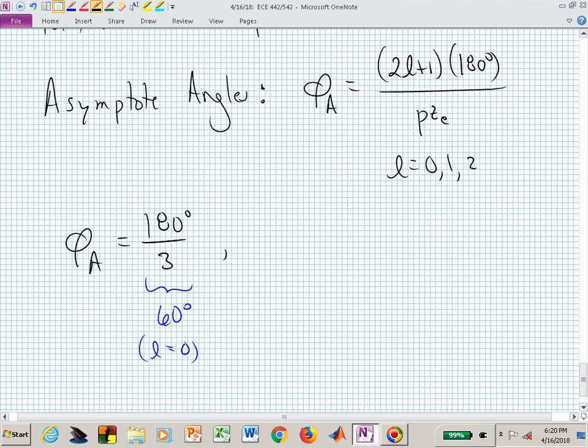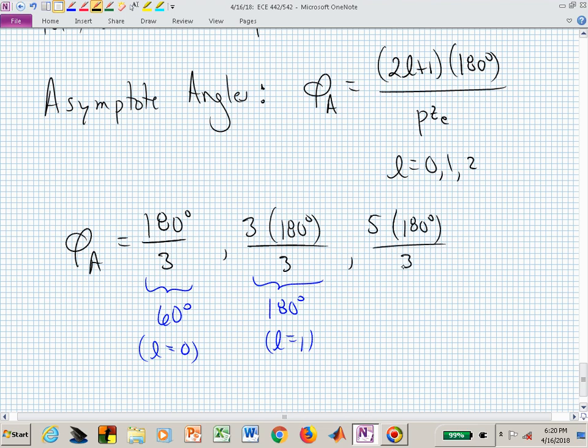And if we wanted to, we could compute the others. We have 2 times 1 plus 1, that's 3 times 180, divided by 3. So this is just 180 degrees, and that was when L is equal to 1. And finally, we have 5 times 180 degrees divided by 3. And now you might just say, that's 60 degrees times 5, or that's now 300 degrees, and that's L equal to 2. Those are our asymptote angles.